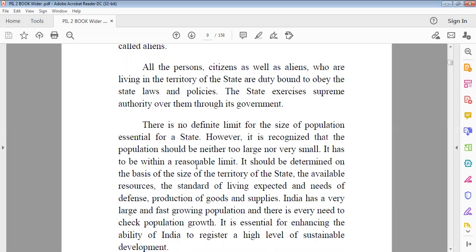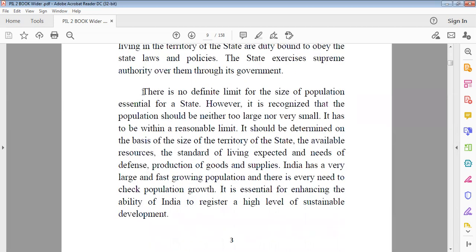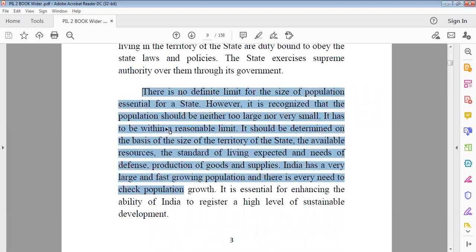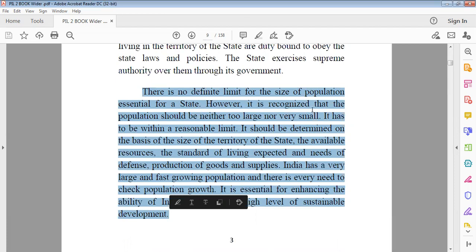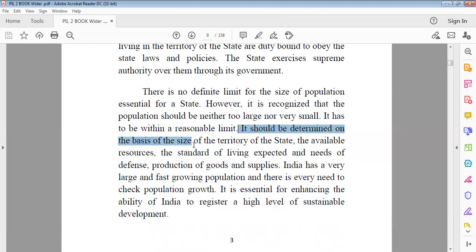This is a repetitive idea. It says that there is no definitive limit for size of population essential for the state. However, it is recognized that the population should be neither too large nor very small. It has to be within a reasonable limit. It should be determined on the basis of the size of the territory of the state.